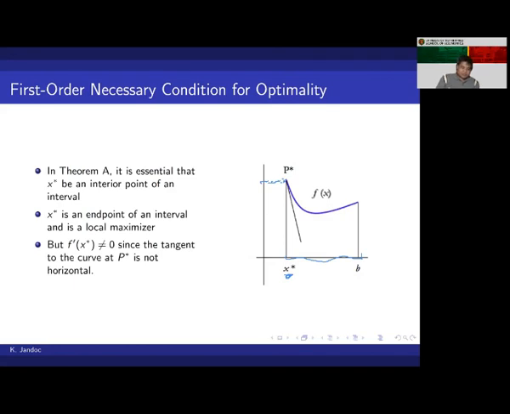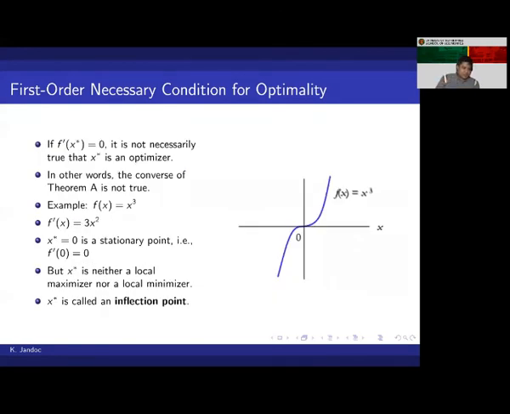So an optimizer x star can also be an endpoint. It doesn't necessarily need to be a stationary point where f prime of x star is equal to 0. In this case, the slope of the tangent line at x star is definitely not horizontal, but it's still an optimizer. So there can be optimizers that are not stationary points.